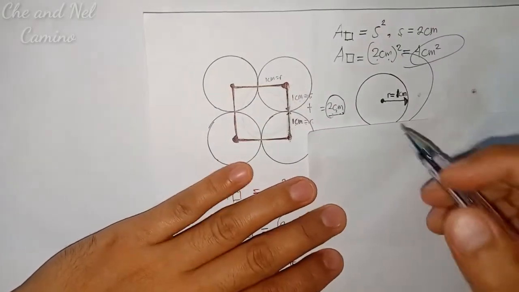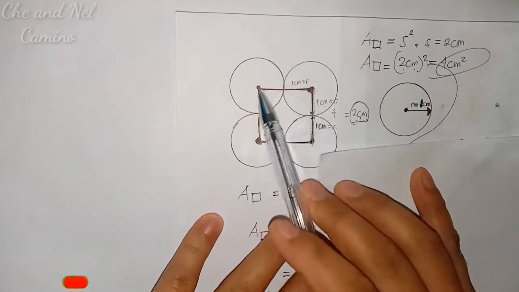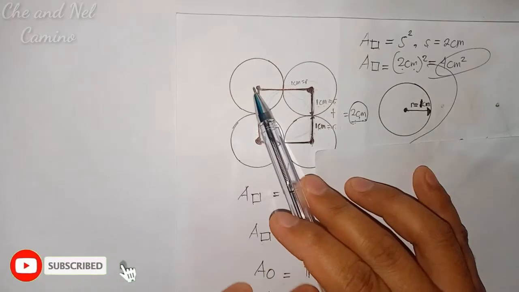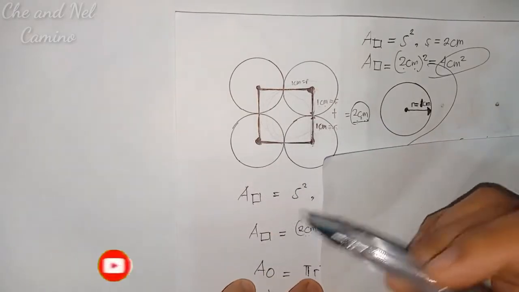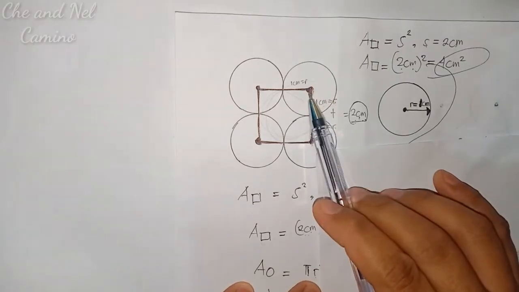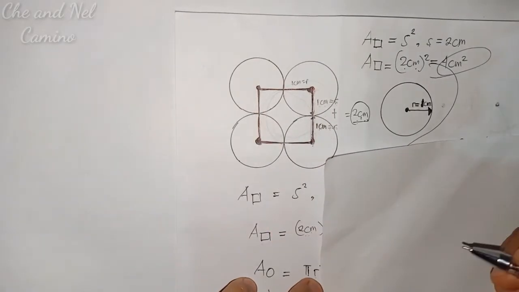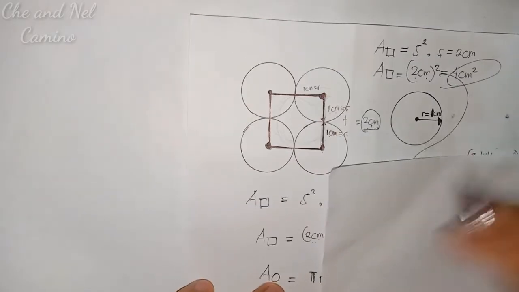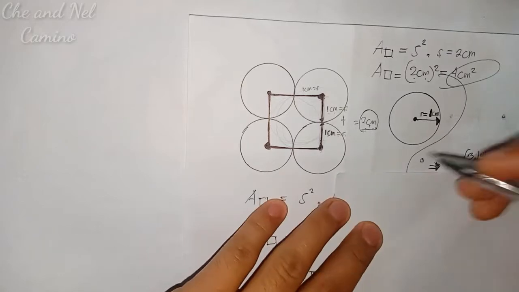Then to continue, we have the third circle and the fourth circle, the same way to construct the other sides of the square. So this is now the whole illustration. Let us proceed to the solution.